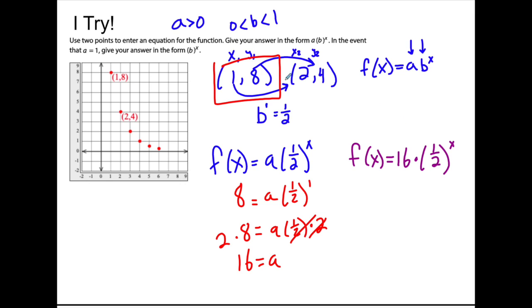So that's the process. You use your 2 points. Notice I'm choosing sequential points, 1 and then 2. So the x is exactly 1 more than the last one. And that allows us to use some of these ideas that we've talked about from sequences.